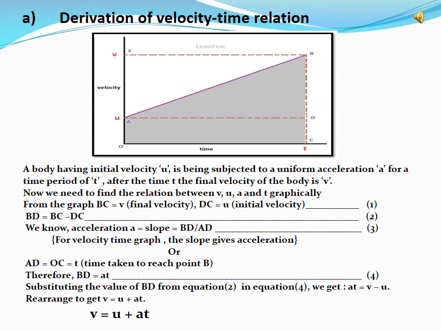Therefore, from equation 3, BD is equal to at, which is represented by equation number 4. Substituting the value of BD from equation 2 in equation 4, we get at is equal to v minus u. Rearranging the terms, we get v is equal to u plus at. Hence, we derived the first equation of motion.